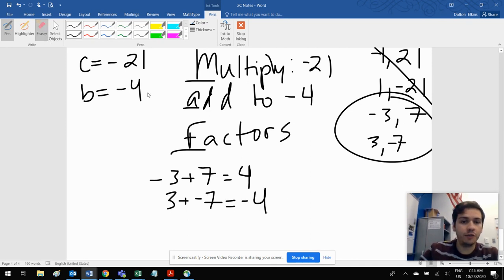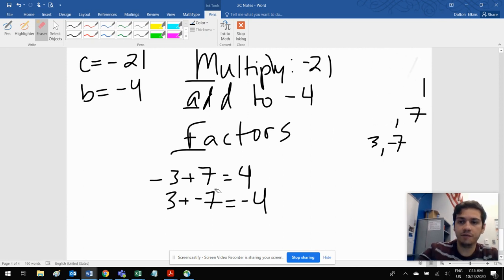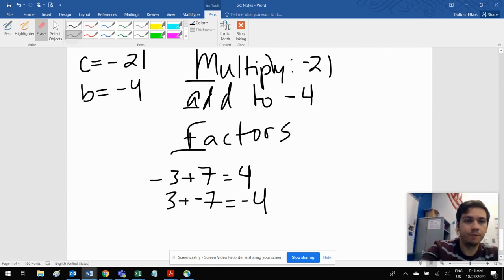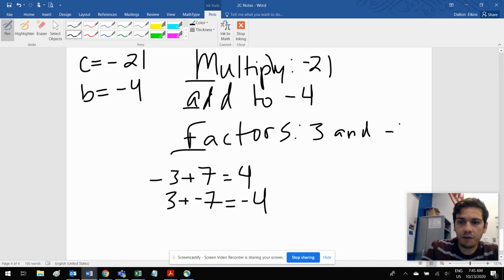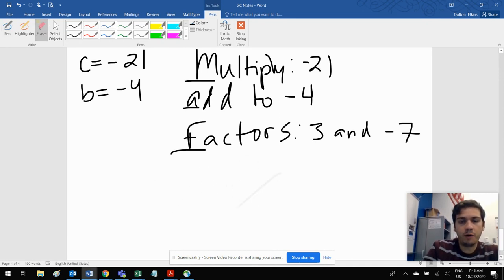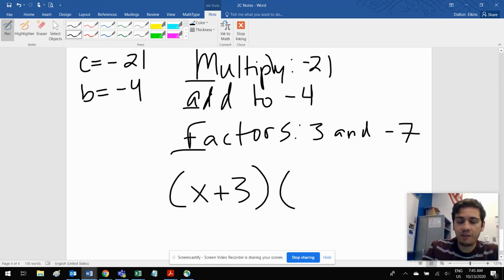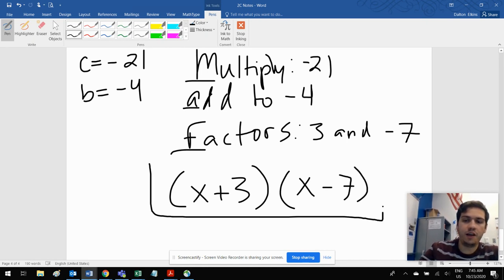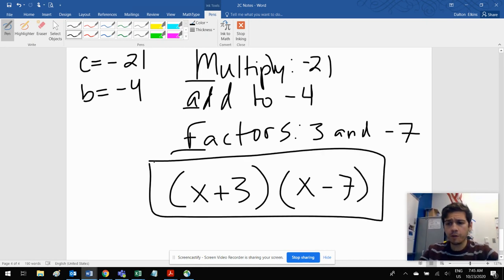So our factors, I'm going to go ahead and erase these just to clear up some space here, are going to be 3 and negative 7. So again, when I write my answer, the 3 is positive, so I'm going to write x plus 3. And then the 7 is negative, so I'll write x minus 7. And that will be our final answer.